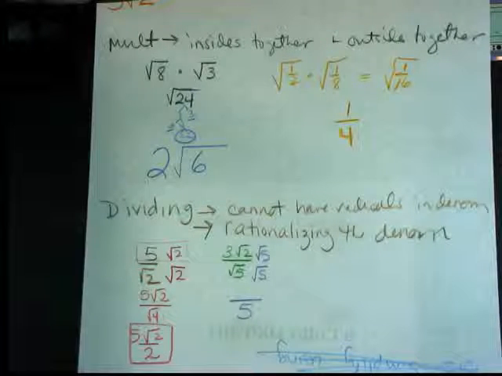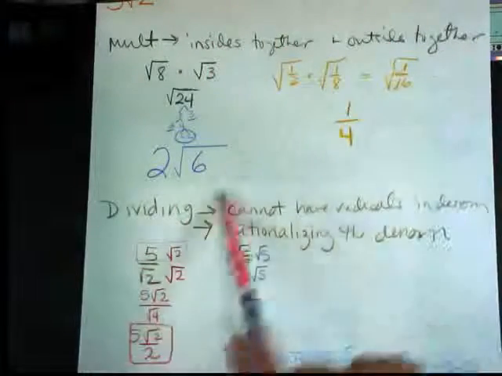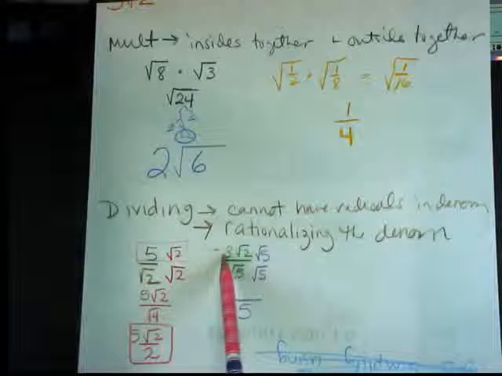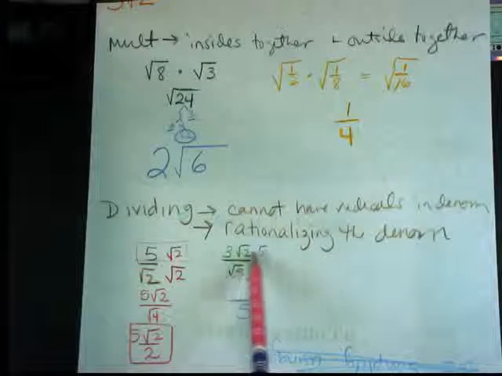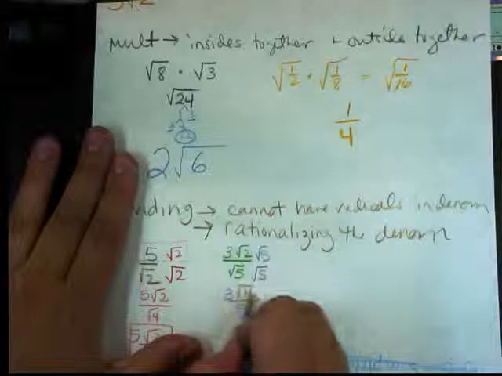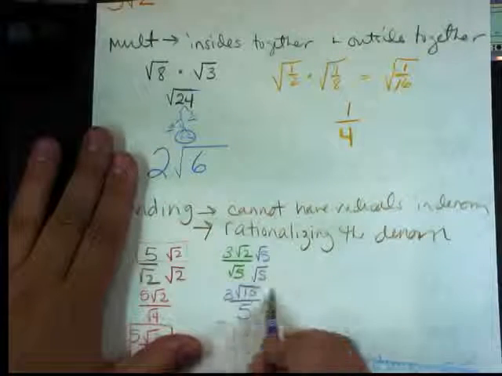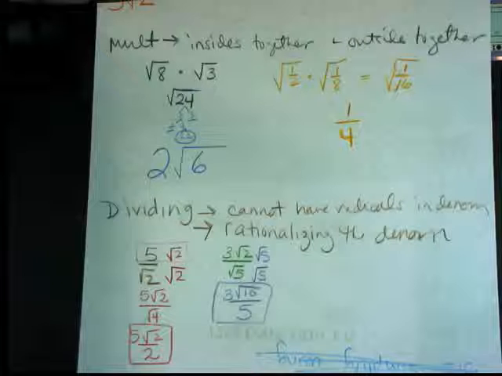Now on top, I have 3 root 2 times 5. Well, we just got done up here. Insides go with insides, outsides go with outsides. So here, 3 is outside, 2 and 5 are inside. So only 2 and 5 get multiplied together. 3 root 10. You're done. Okay? And that's going to be the first part that we talk about with simplifying square roots.